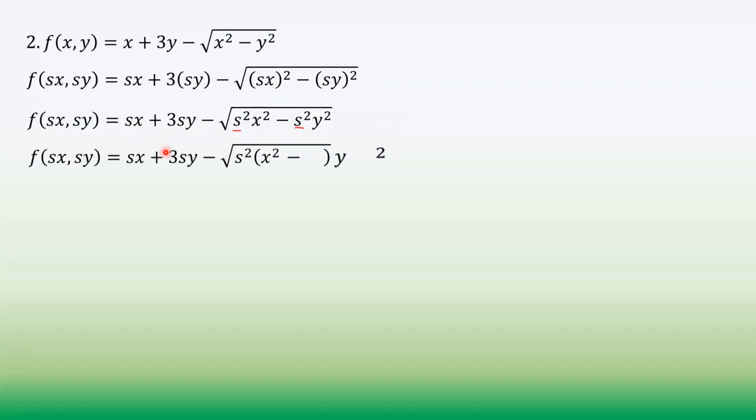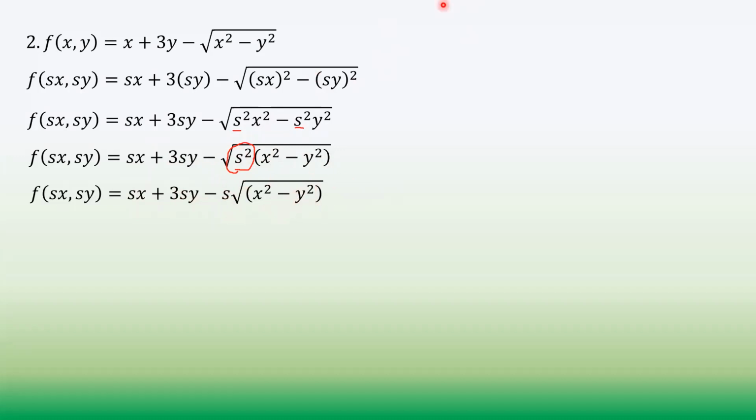Then we have sx plus 3sy minus square root of s squared. So, lalabas yung s squared na yan, magiging x squared minus y squared yung nasa loob ng ating parenthesis. Since ito ay perfect square, pwede mo siya ilabas sa radical. O, kunin mo kanyang square root to, no? So, yan. Pwede natin yung ilabas. Then, we have sx plus 3sy minus, ilabas mo yun, s, square root of x squared minus y squared.